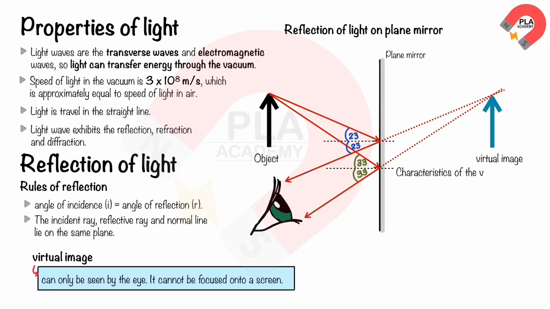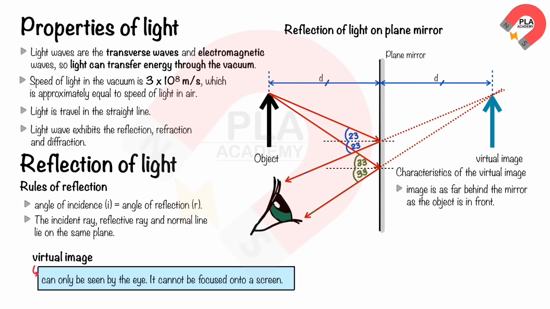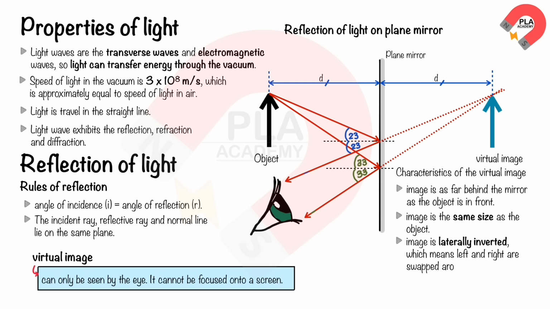The characteristics of the virtual image: The image is as far behind the mirror as the object is in front. The image is the same size as the object. The image is laterally inverted, which means left and right are swapped around. The image is the right way up, or upright, like the object.